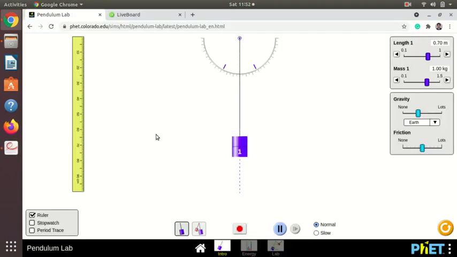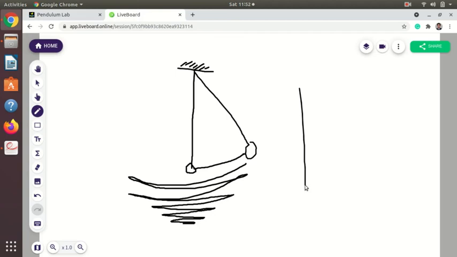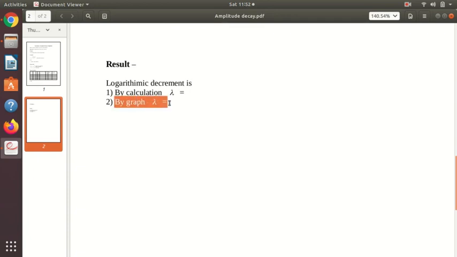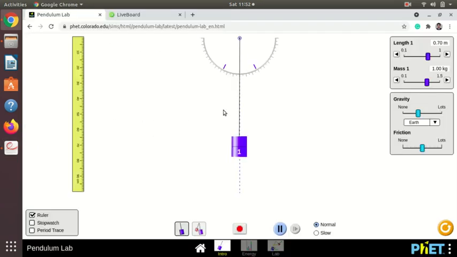So, I will quickly show. The graph will look like this. Here you will plot n, and here the log will be plotted along the y-axis. I am not writing the whole quantity. So you will get almost a straight line, and you have to take the slope of this graph. By calculation we take the mean, and graphically we take the slope, and that will be our logarithmic decrement by graph. Okay, so I will now go to the simulation again.